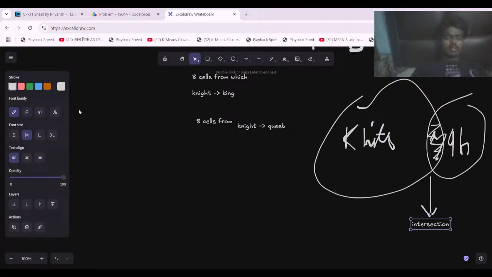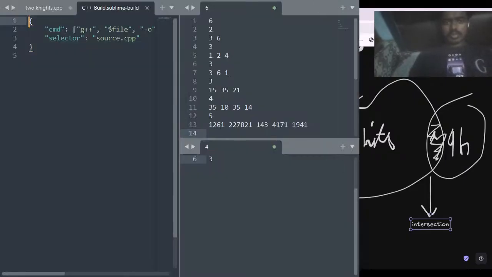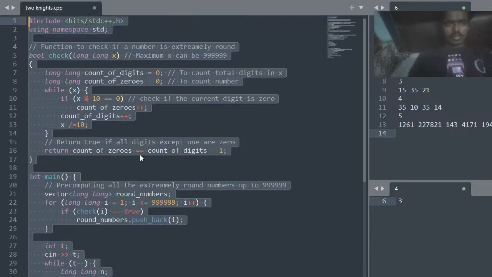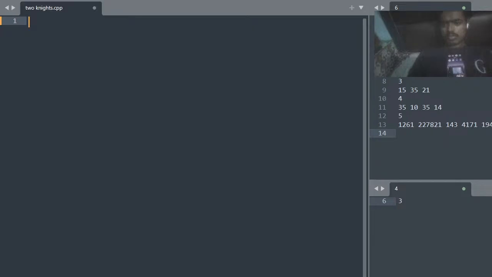So now I would like to go to the code. Let me open Sublime. I think it's visible now.